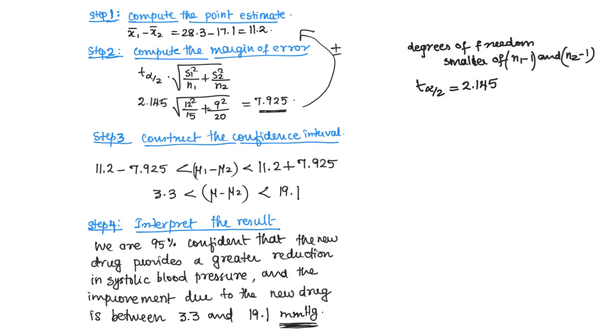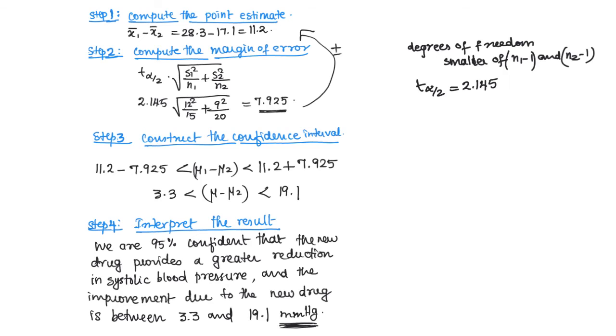First, I'm computing the point estimate, x1 bar minus x2 bar. Then find the margin of error, that is the critical value times the standard error. Then construct the confidence interval. If you add these two, you will get the right bound, and if you subtract, you will get the left bound. So the difference between the means is between 3.3 and 19.1.